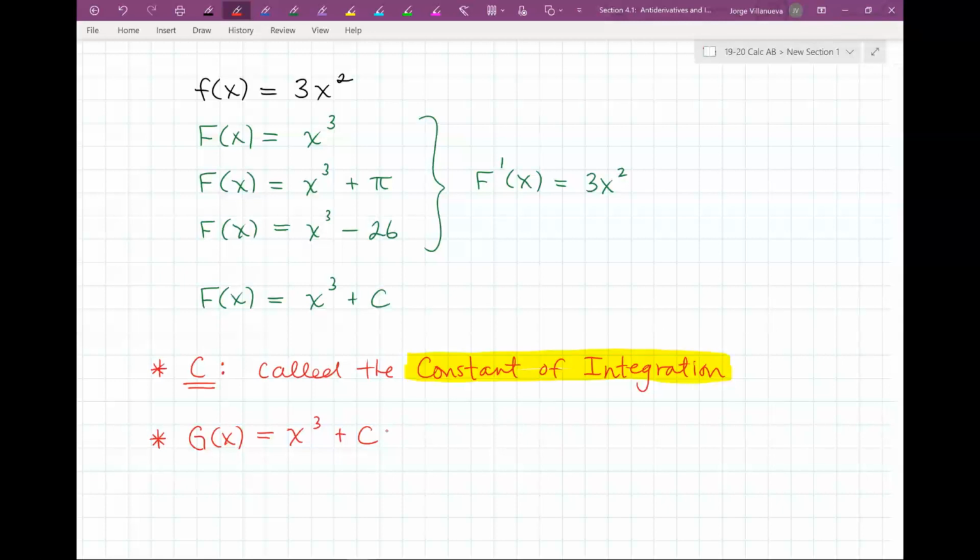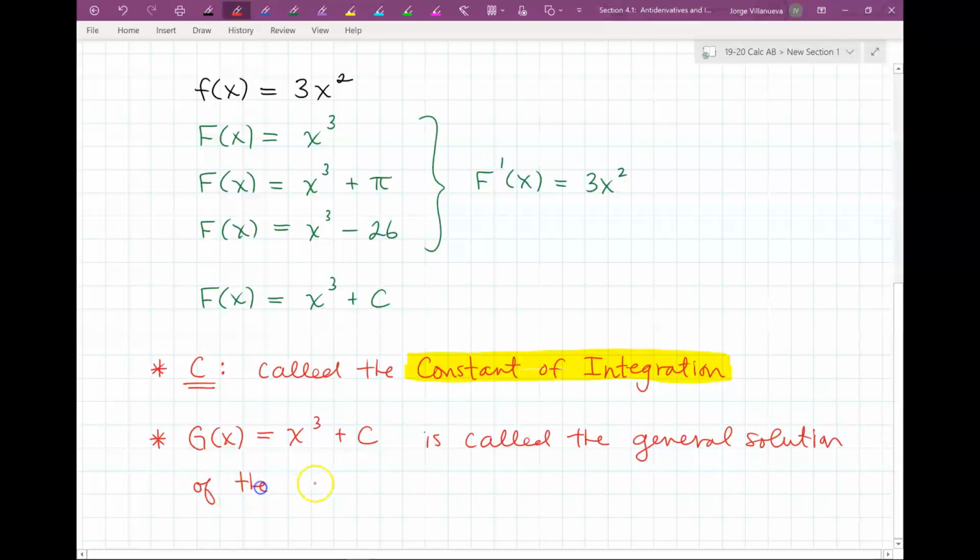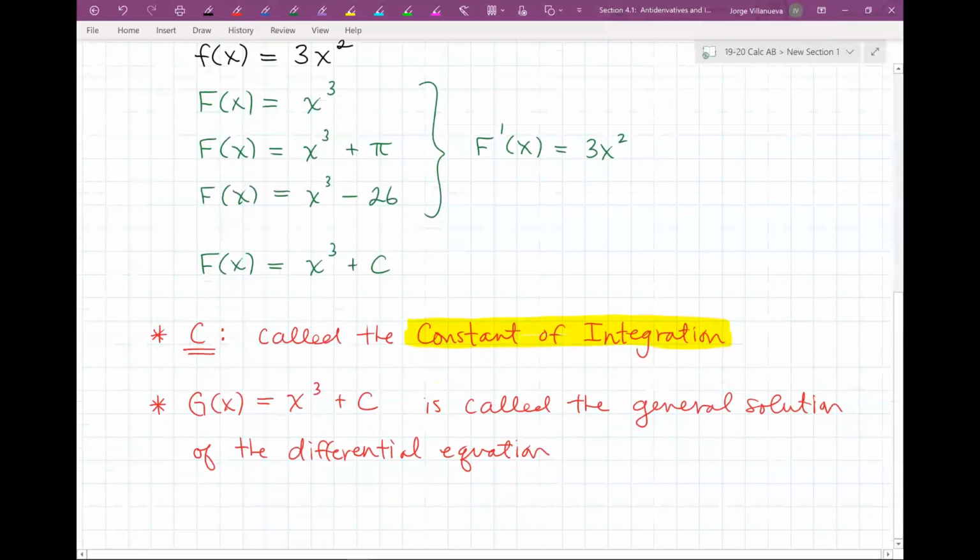F prime is what it became. If you're given a derivative and you go backwards, just get rid of the prime symbol, right? So we're going to get rid of the uppercase letters soon. But that right there is called the general solution of the differential equation, and we're going to call it g prime of x, which was 3x squared.